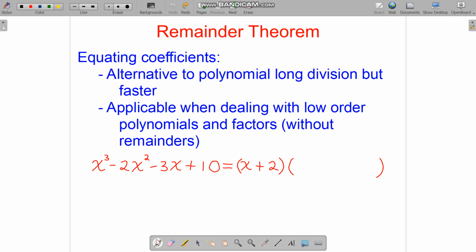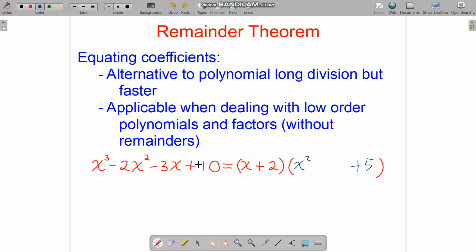So for example, here we have x cubed minus 2x squared minus 3x plus 10 divided by x plus 2. So yeah, we gotta get x squared. It's gotta be quadratic here, of course. It's gotta be x squared because when we multiply we get x cubed. And for the constant term, this must be plus 5 because that's the only way we can get plus 10, plus 2 times plus 5.